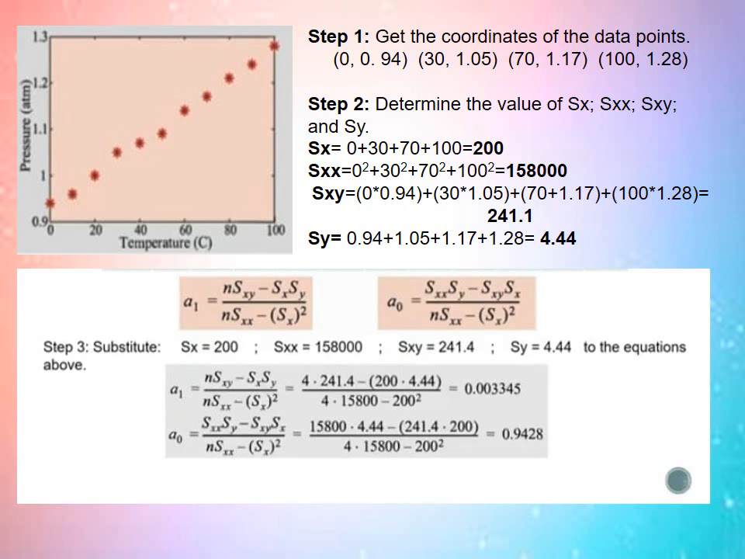Now that we know the values of the respective sum parameters, we can directly substitute them into the formula of A1 and A0 from step 3 earlier. When we substitute them, the value of our A1 is equal to 0.003345, and A0 is equal to 0.9428.